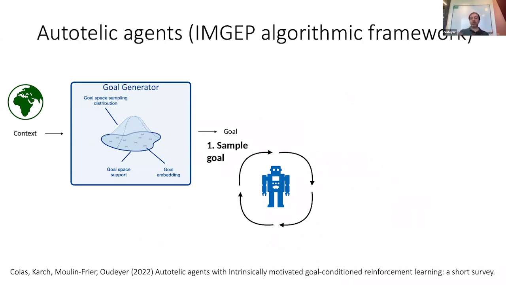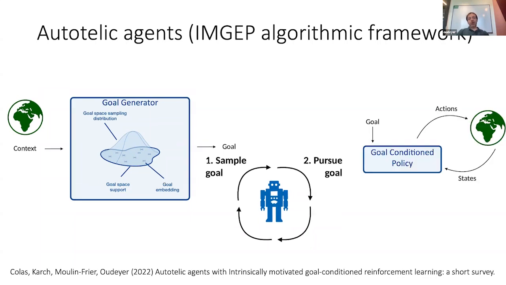So here is the default algorithmic structure that's common to many of the systems we've been working on, and we call that framework IMGEP. It means intrinsically motivated goal exploration processes. In those processes, there is a first step of the loop where the agent basically observes the context in which it is, and it samples a goal with an internal machine, which is called the goal generator. So that's basically representing a space of goals associated with a mechanism to sample in that space of goals.